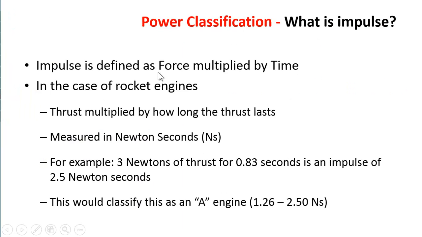What is impulse? Well, in general, impulse is defined as force multiplied by time. In the case of a rocket engine, it's the thrust multiplied by how long the thrust lasts. Okay, we measure impulse in newton seconds because thrust is measured in newtons and time is measured in seconds. For example, if we have an engine that produces 3 newtons of thrust that lasts for 0.83 seconds, 3 times 0.83 gives me an impulse of approximately 2.5 newton seconds. Such an engine would be classified as an A engine, and A is defined as somewhere between 1.26 and 2.5.